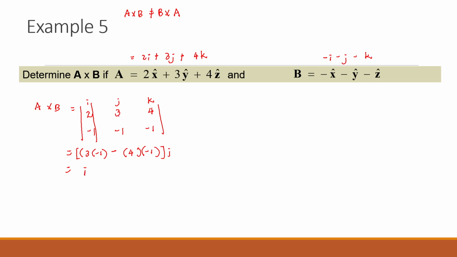If you can just do it quickly, you can skip the writing here. So 3 times negative 1 is negative 3. This is minus negative 4, so plus 4. So 4 minus 3 is positive I.